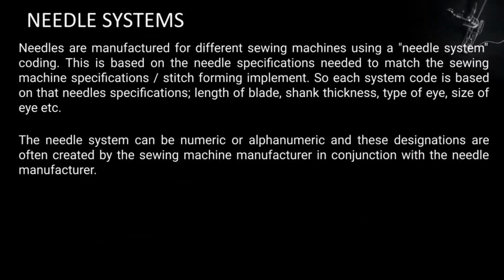Let's talk about the needle system. Needles are manufactured for different sewing machines using a needle system coding. This is based on the needle specification needed to match the sewing machine specification, a stitch forming implementation. So each system code is based on the needle specification: length of the blade, shank thickness, type of eye, size of the eye, etc. The needle system can be numeric or alphanumeric, and these designations are often created by the sewing machine manufacturer in conjunction with the needle manufacturer.